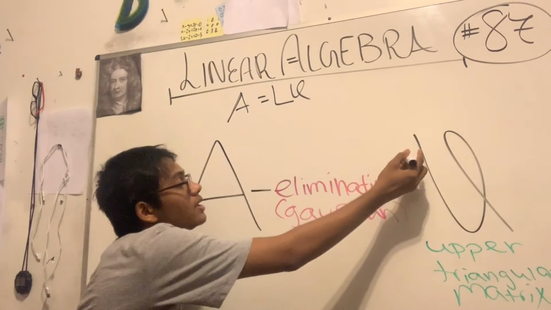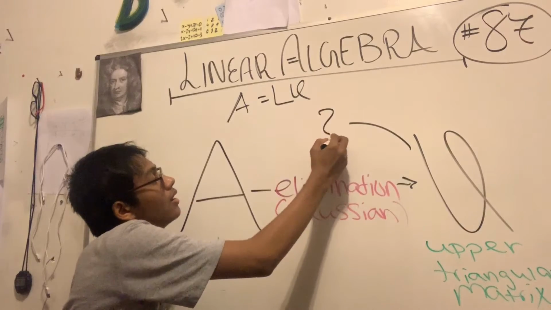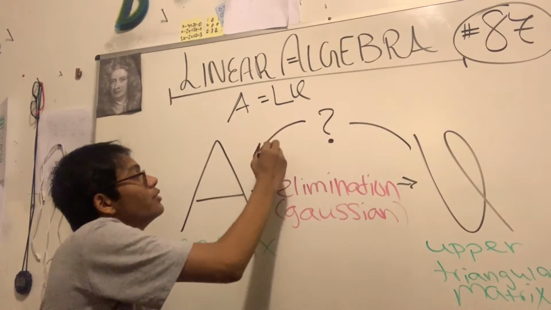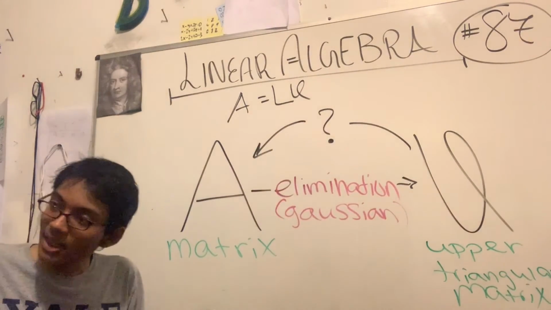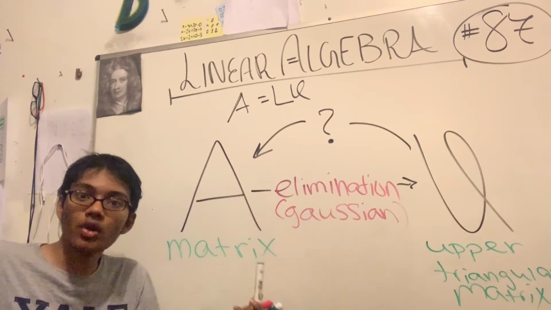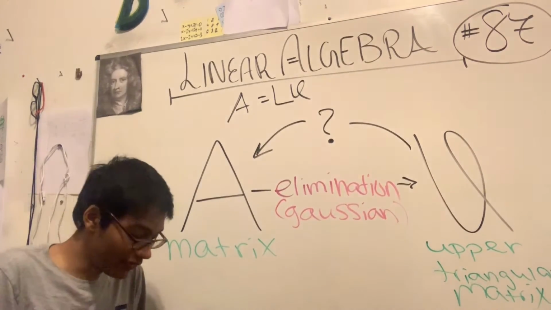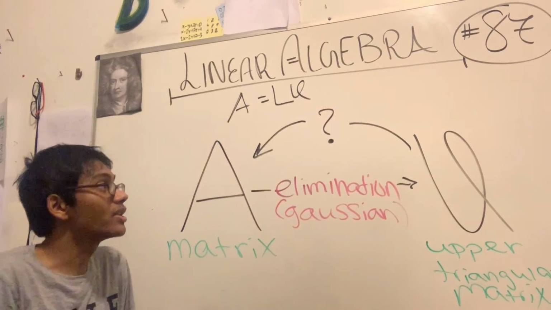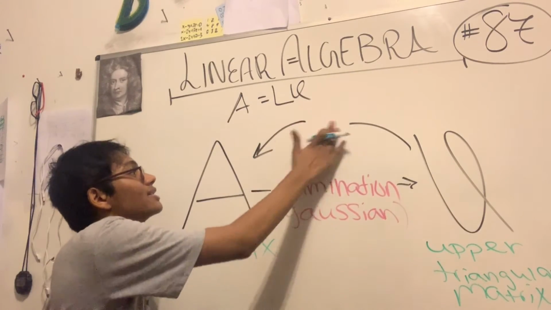How do we get from U to A? Is it like a magic key that I have to turn? Say the magic word, please? No. The fact of the matter is that there's a magic matrix, and it's actually called L.